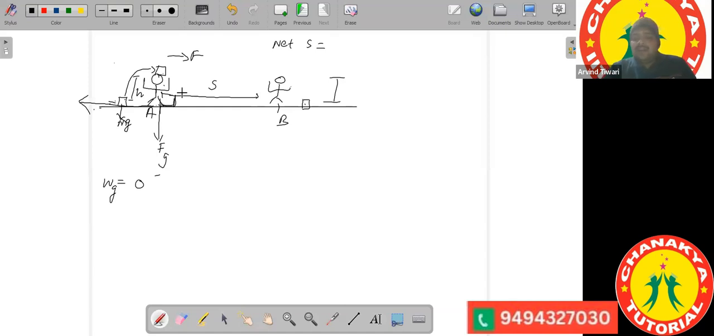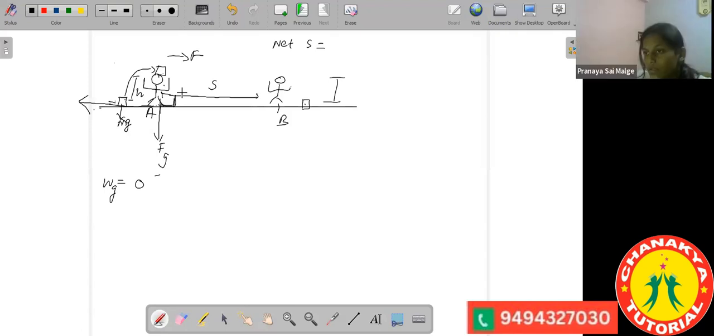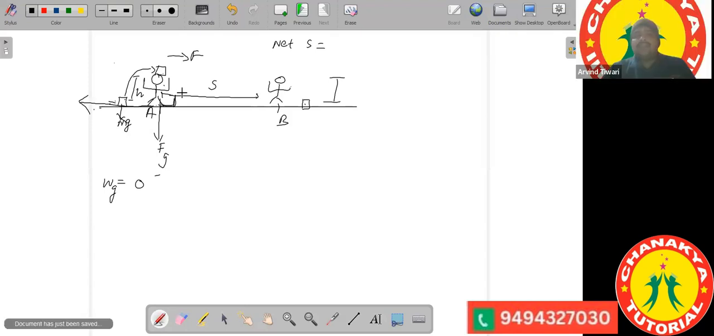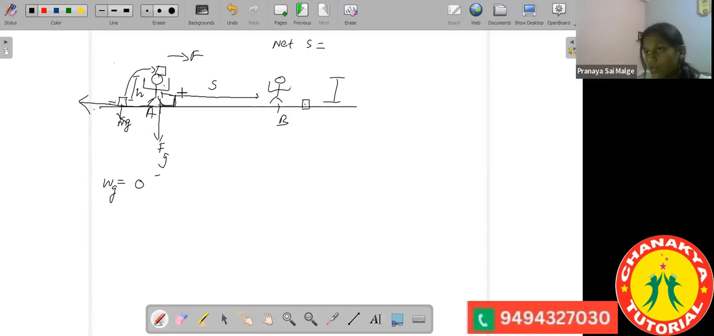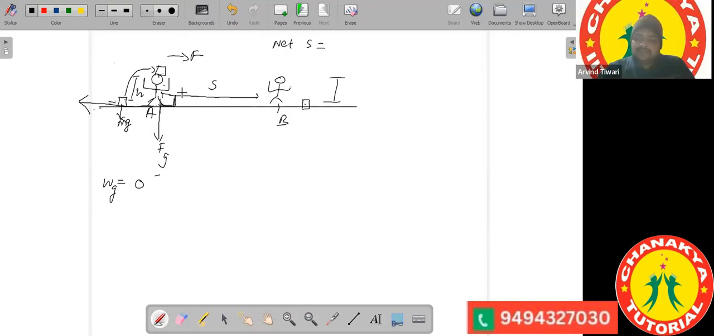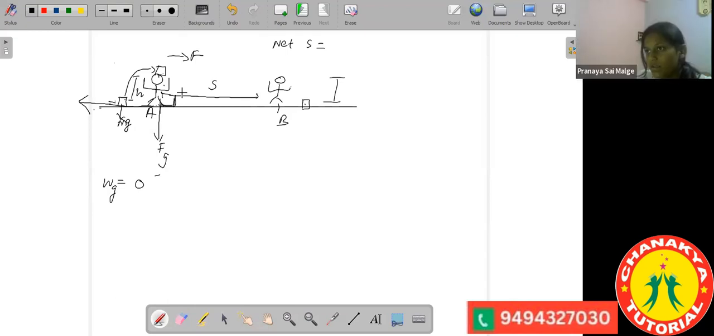Pranaya, is there any work done by the man against friction? So the man is lifting the box. When the man has lifted the box, he has moved to some displacement. Okay, so is there any work done by the man against friction? Yes, sir, because he's moving it. He's displacing it from one place to another.